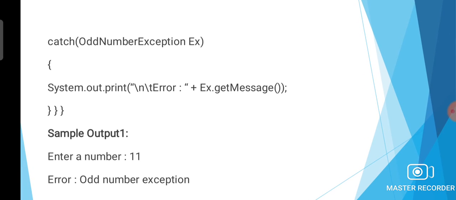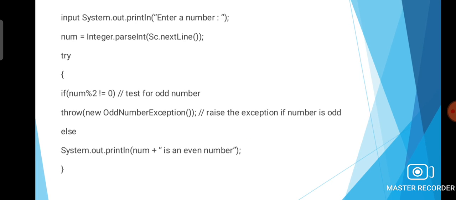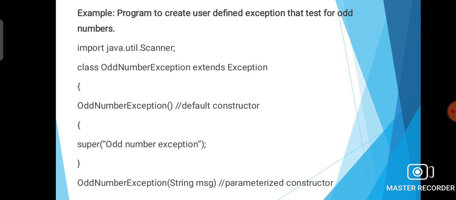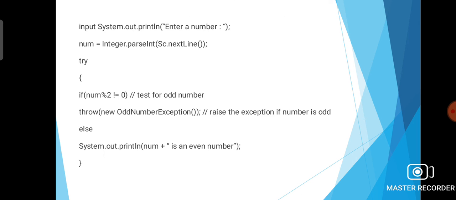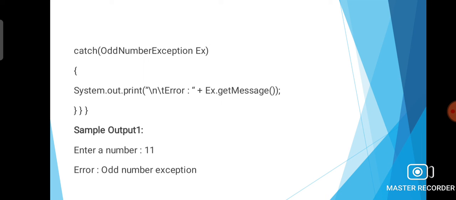Now in the catch block we have System.out.println. This statement prints "Error" plus ex.getMessage. Actually ex is the object for the OddNumberException, and getMessage will take the message from the OddNumberException. Previously, in the constructor, we provided the message to the super method. The message was odd number exception. Now in the catch statement that particular message will be printed along with the statement Error.